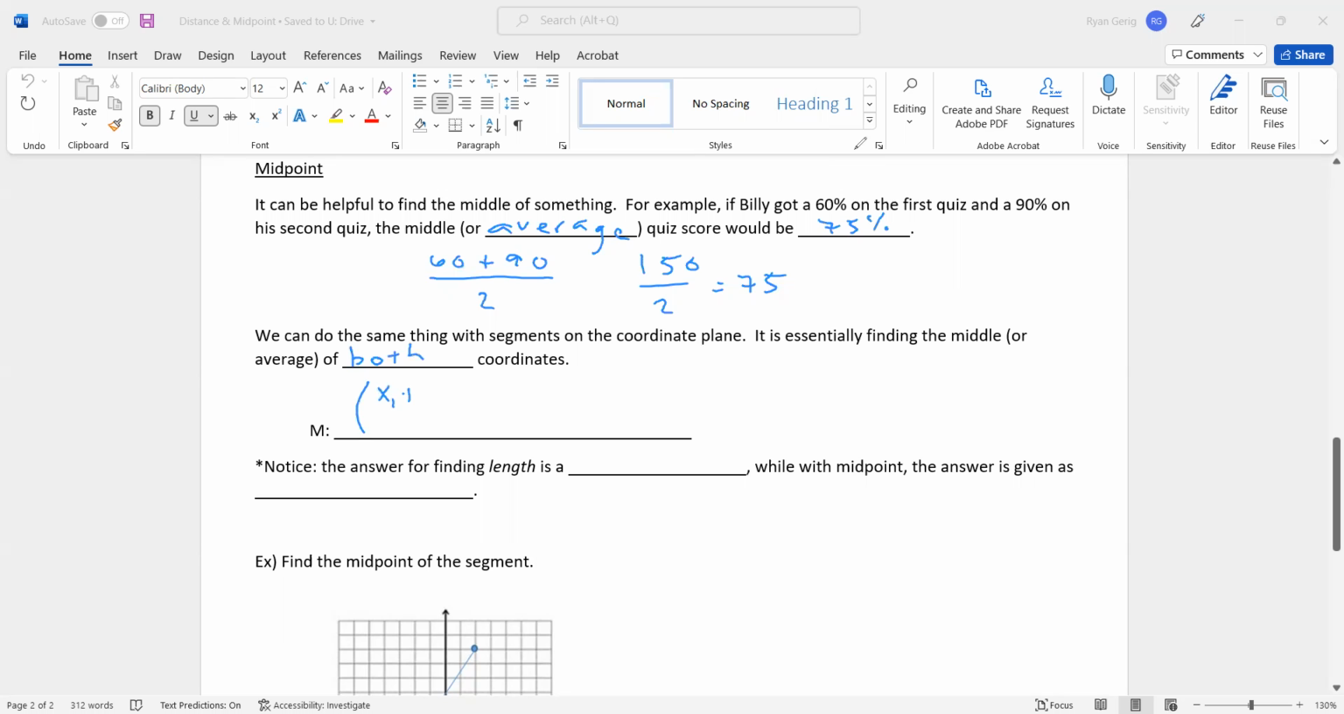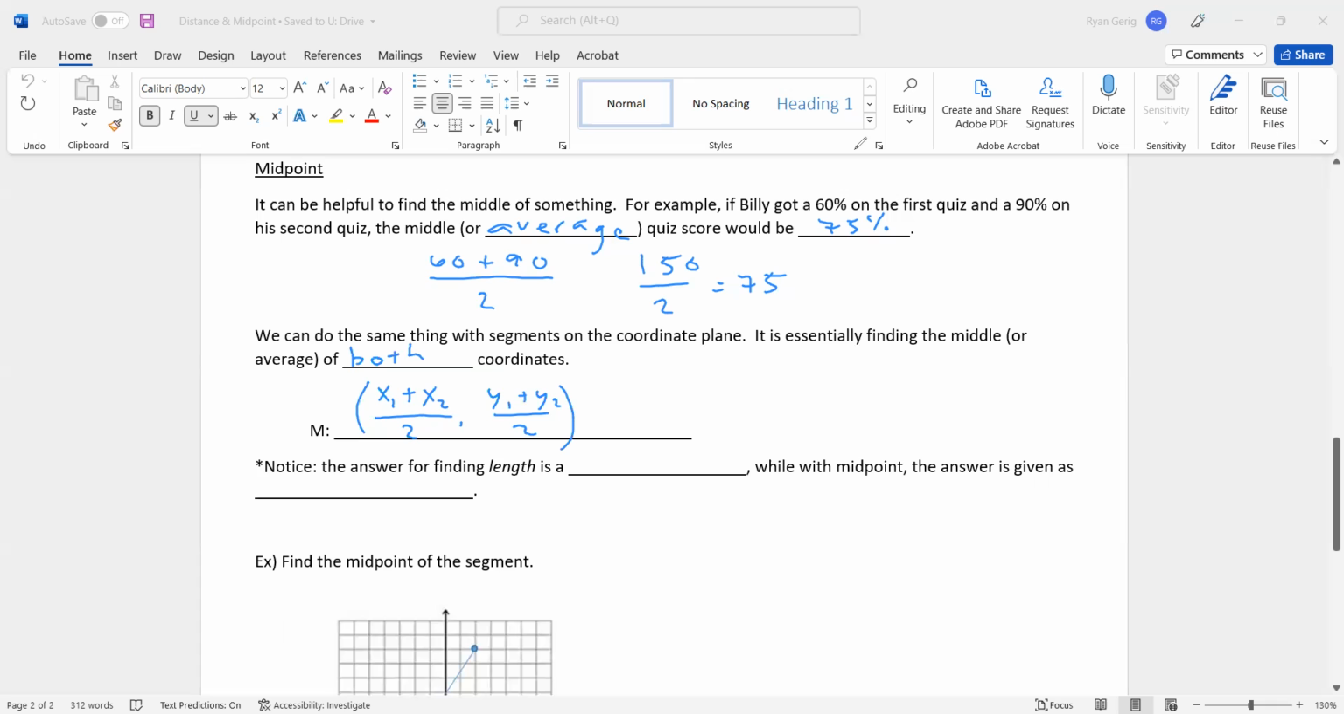Here's what I see a lot of people do. They will do x1 minus x2 because that's what you do on distance. But it's add here. y1 plus y2 divided by 2. If you remember that it's average, though, average always means add, and that will remind you of what you should do.